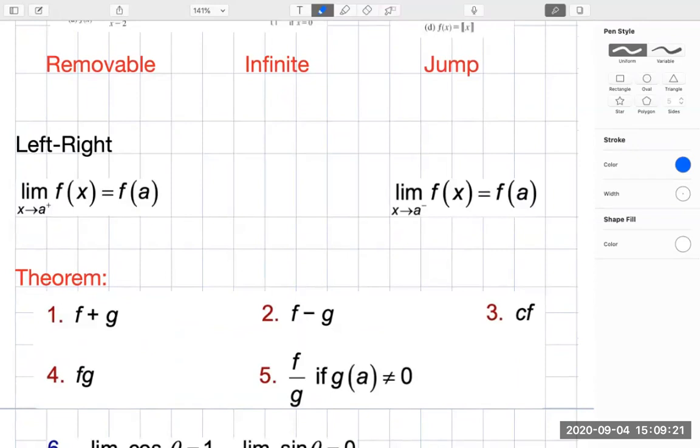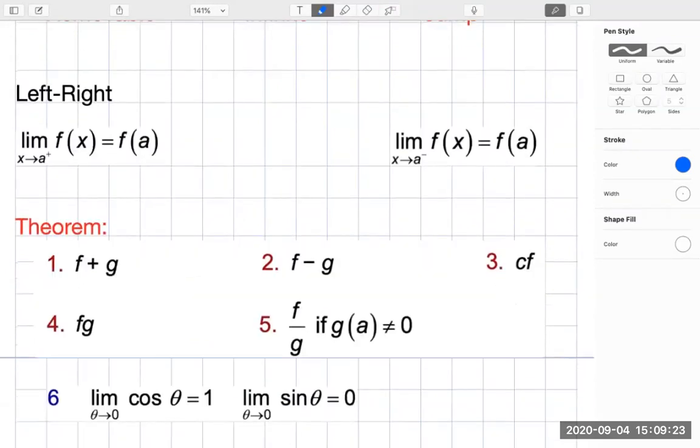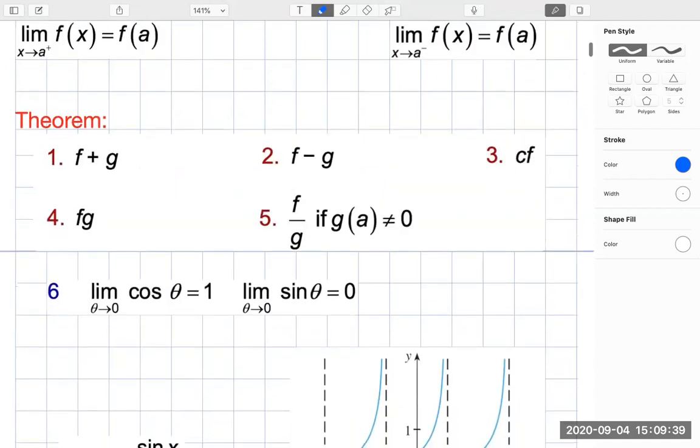And we will have a definition of left and right continuity here, when x approaches a from the right, or x approaches a from the left.